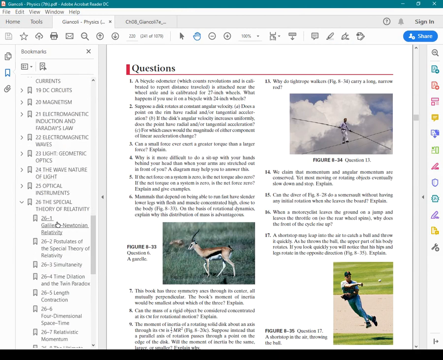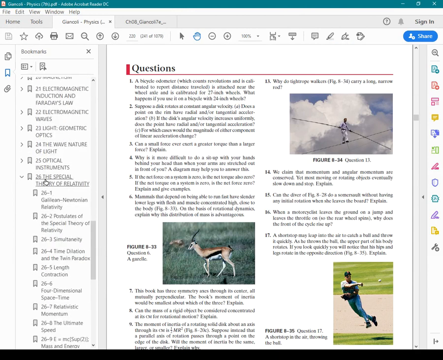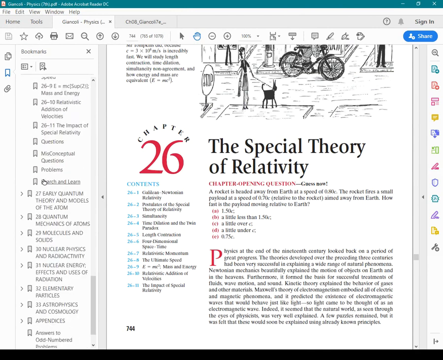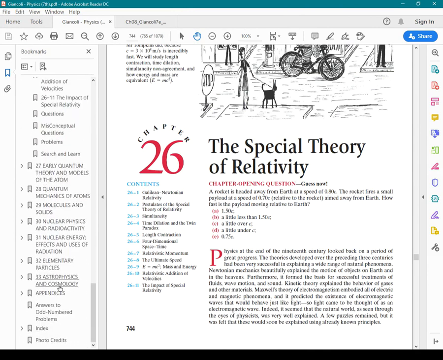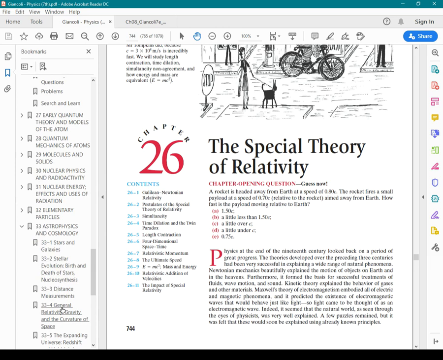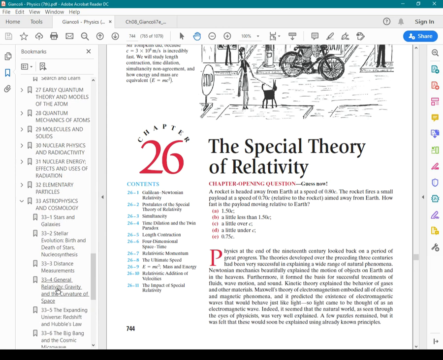Here it is. Coming down, chapter 26 is the special theory of relativity. If we go on a little bit further, it's got to be here in the astrophysics and cosmology. There it is. Chapter 33 of your textbook talks about the general theory of relativity.